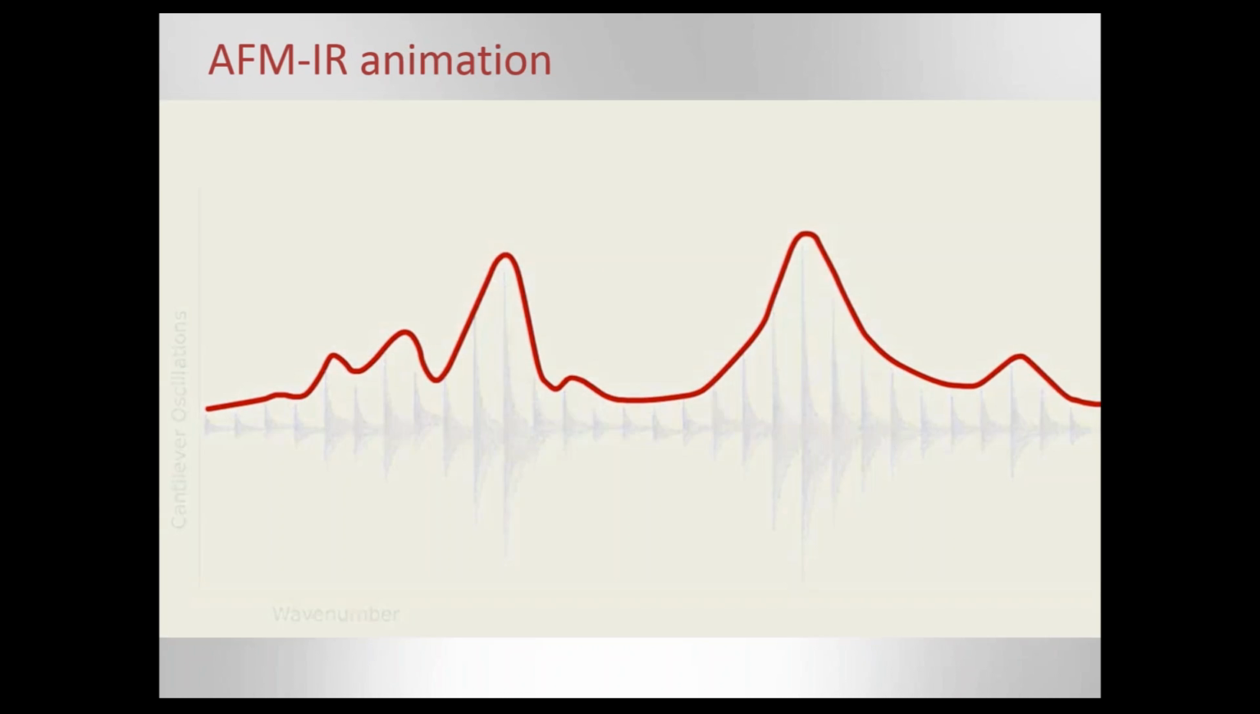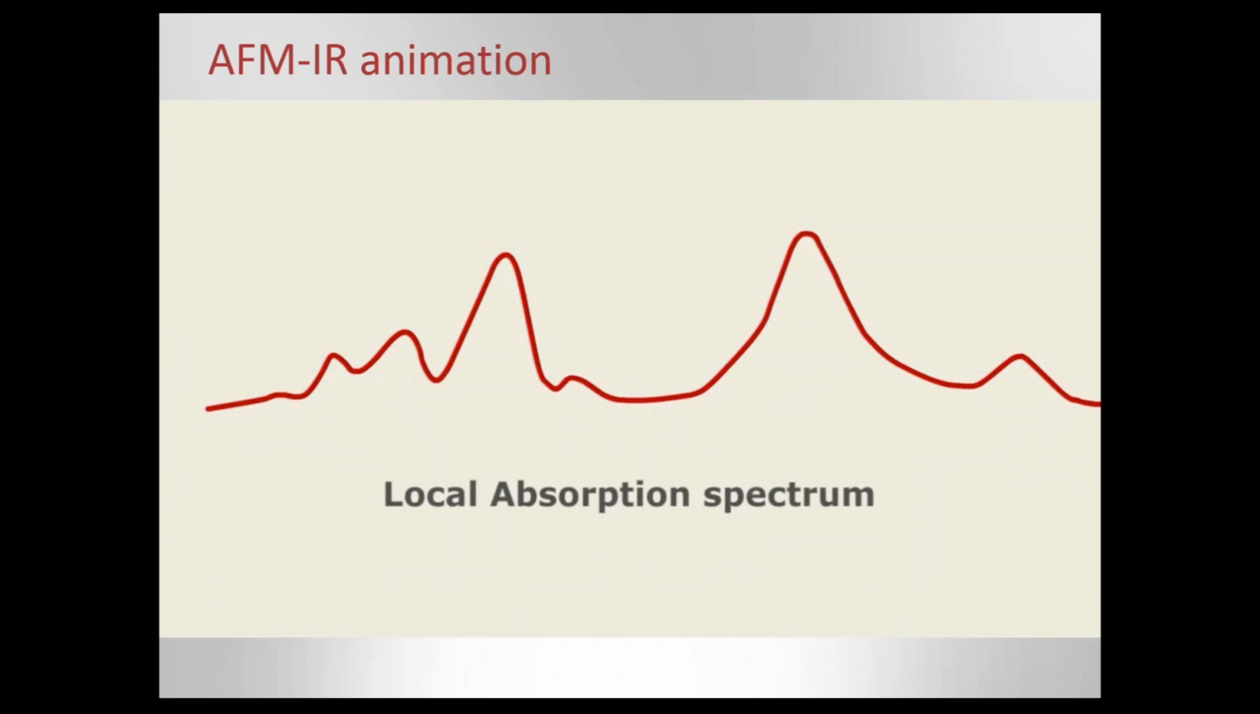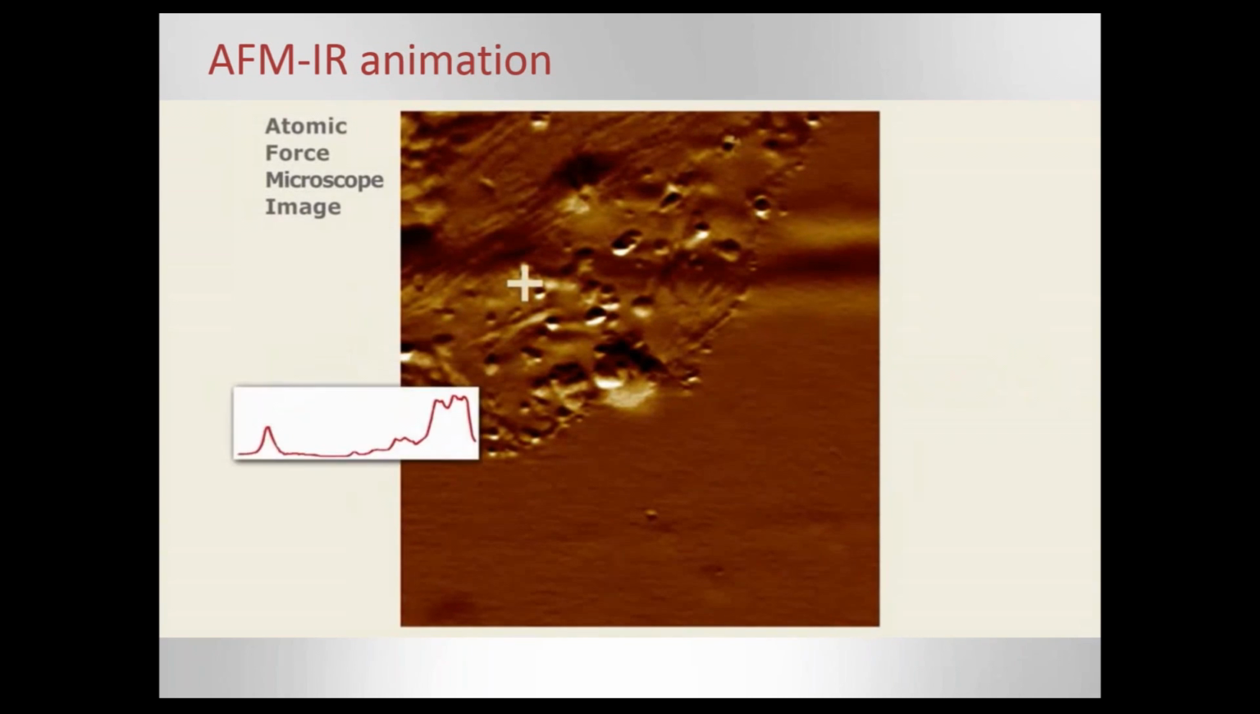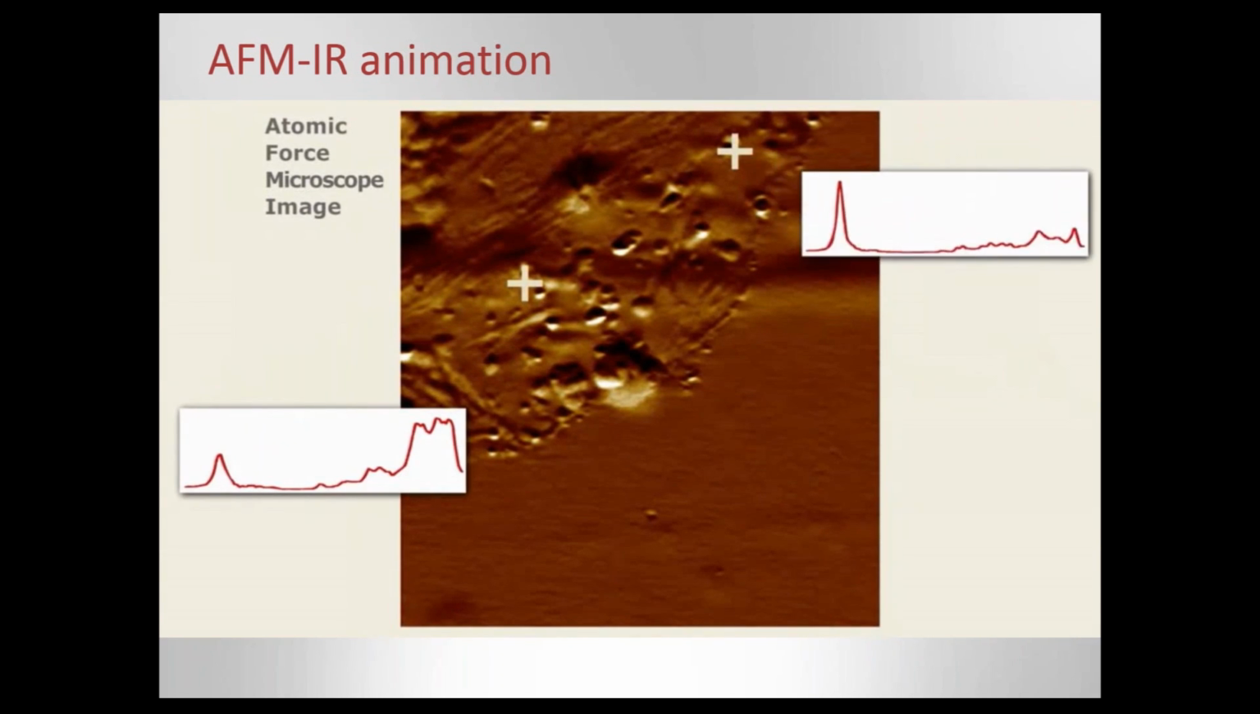So this is how the traditional AFM-IR technique was performed, and it allows you to do AFM images, select a number of different locations on the sample, and collect chemical information across the surface of the sample.